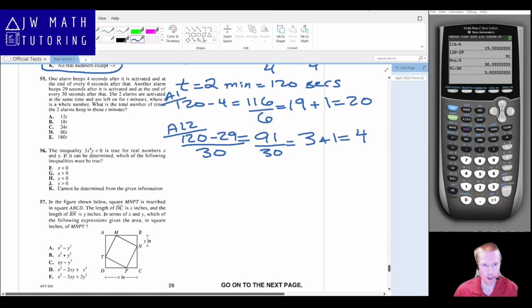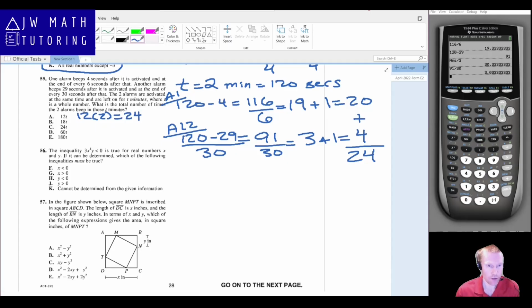So there's going to be 3 more beeps plus the 1 initial beep to make 4 beeps total. So alarm 1, 20 beeps. Alarm 2, 4 beeps. Alarms 1 and 2 combined, 24 total beeps. So now when I look at all these formulas and I plug in 2 for t, which one of them equals 24? Hopefully you recognize it's going to be answer choice A, which is just 12 times t. So the correct answer to this one is going to be letter A.